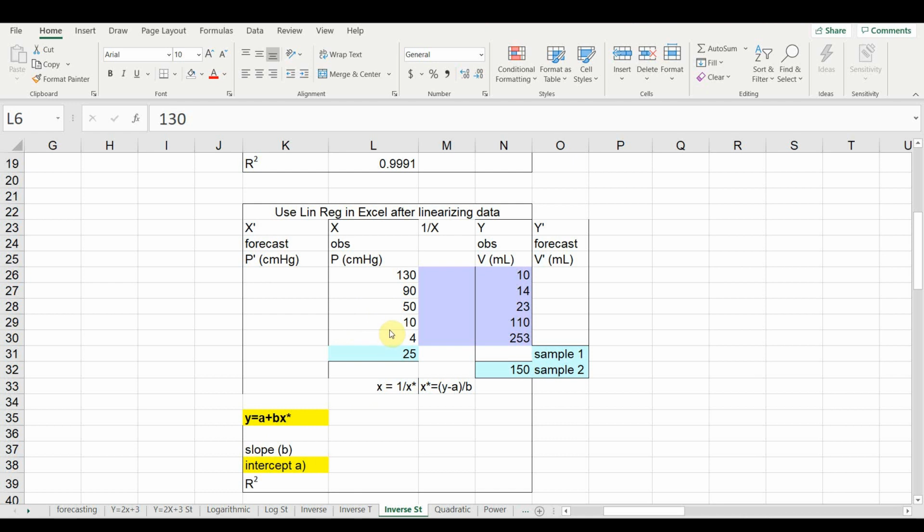Now, Excel doesn't have a function that forecasts inverse relationships, at least none that I'm aware of, but we can linearize the data and then use linear regression. And we can linearize the data just by taking the inverse of x, plot the inverse of x over y, and let's see how that goes. So this will be equal to 1 divided by x, enter. Here are the inverse values. I can probably drag this right down to here.